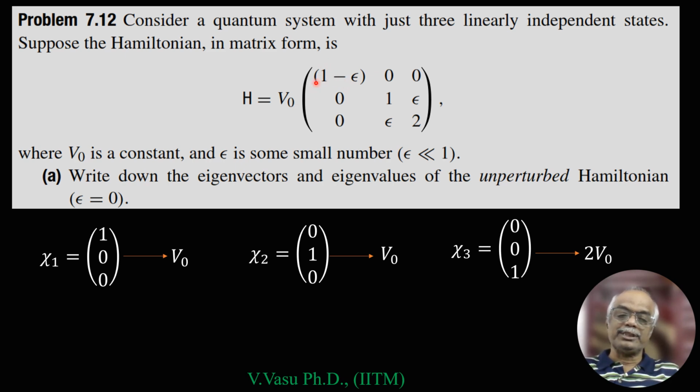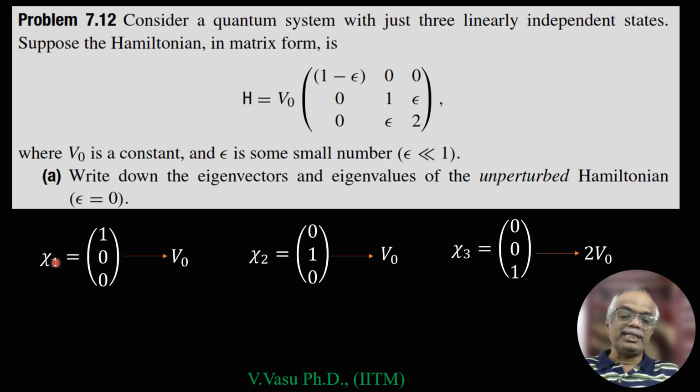V naught times this matrix: 1 minus epsilon, 0, 0; 0, 1, epsilon; 0, epsilon, 2, where V naught is a constant and epsilon is some small number. This is a perturbation. So section A is to write down the eigenvectors and eigenvalues of the unperturbed Hamiltonian, that is, epsilon equal to 0.